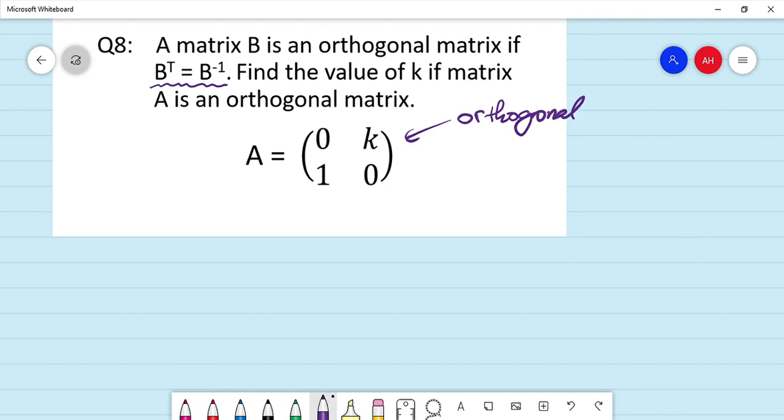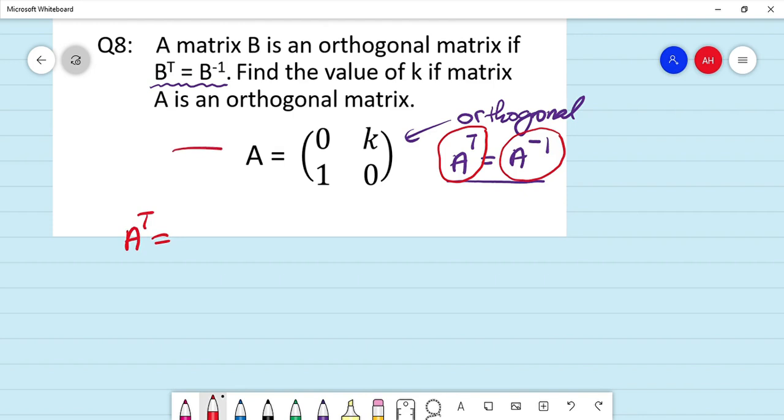meaning A transpose must be equal to A inverse, like this. This statement must be true. So what we have to do is find them one by one. We have to find what A transpose is first, and then we find what A inverse is, and then compare between these two matrices, and then we can compare the elements inside the matrix, and after that we can find the value for k. That's the strategy.